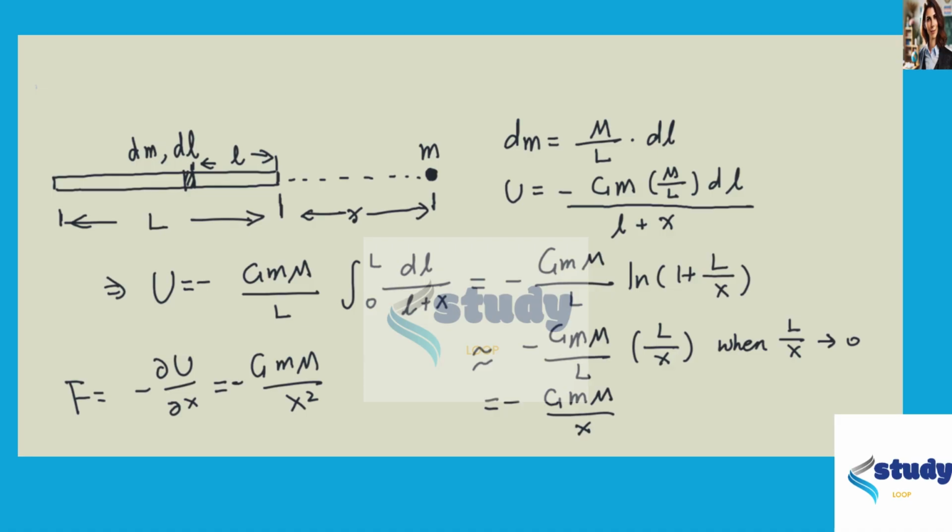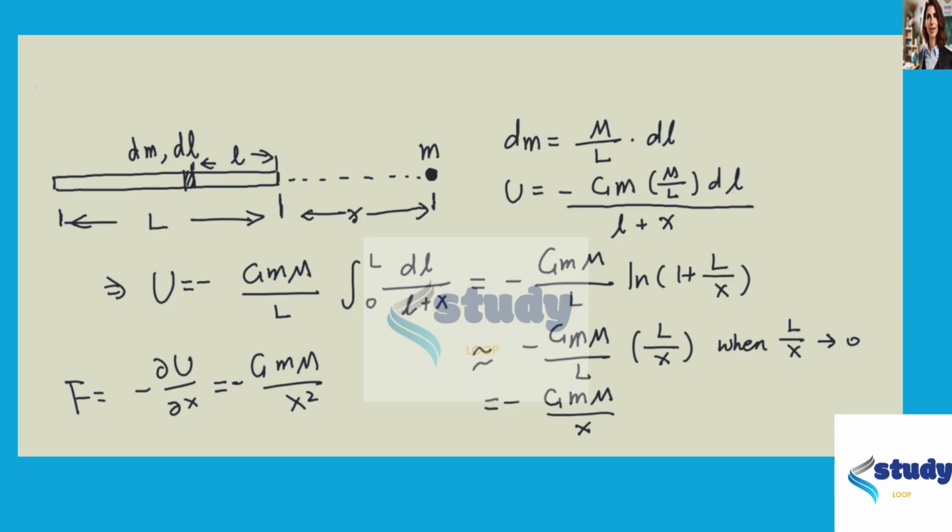So this dm, the mass of the tiny part, is equal to the density of the rod, which is the total mass over the total length, times the length of it. So this is the expression of the mass of this tiny part. So first, we need to calculate the gravitational potential between this shadow part and this point mass. Then we take the integral to find the total potential from the whole rod to this point mass.